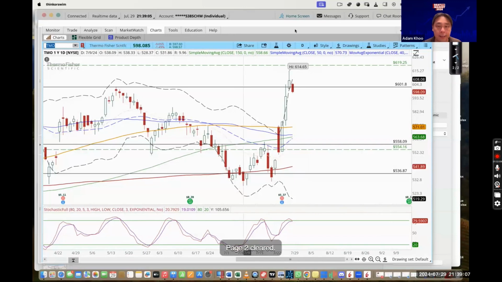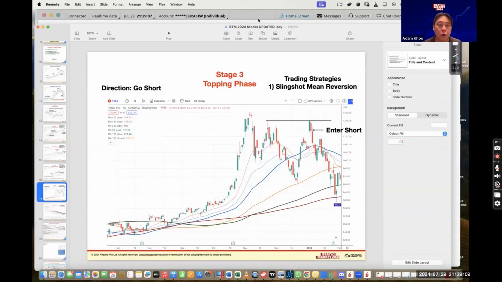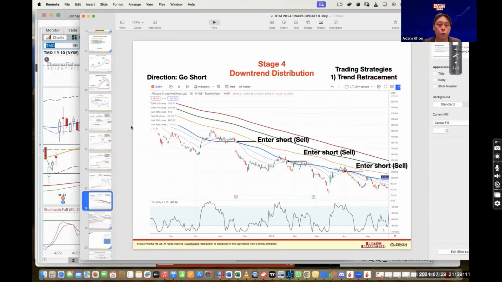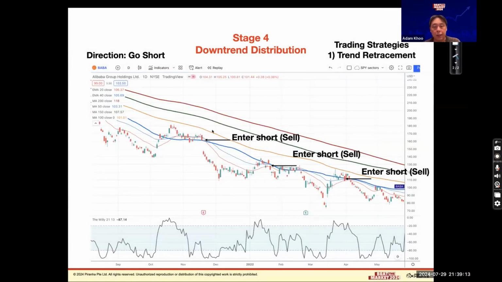Okay, finally, stage 4. Stage 4 is when you see a stock that's on a downtrend, and it's hard to find a stage 4 now because the market is in a bull market. So there are not many stocks on a stage 4. There are, okay, and of course you want to short it on a stage 4.